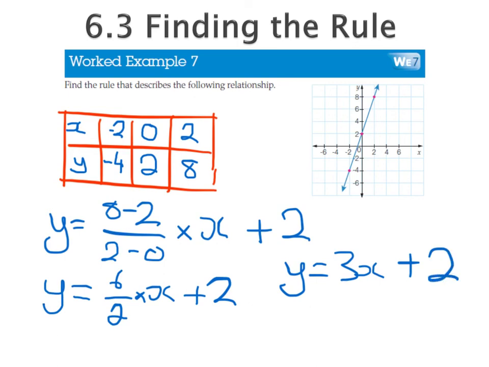Let's double check that that works. 2 times 3 equals 6, plus 2 equals 8. 0 times 3 equals 0, plus 2 equals 2. -2 times 3 equals -6, plus 2 equals -4. Hopefully you guys will be able to use all this and do well with this current topic.